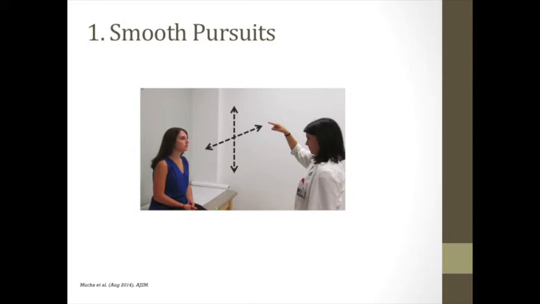Give the following instructions to the participant. Follow this target with your eyes without moving your head. After completing smooth pursuits, ask the participant to rate the following on a scale of 0 to 10. Headache, dizziness, nausea, fogginess. Record the ratings on the scorecard.